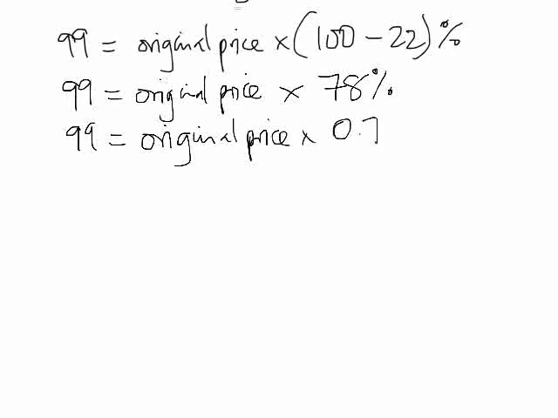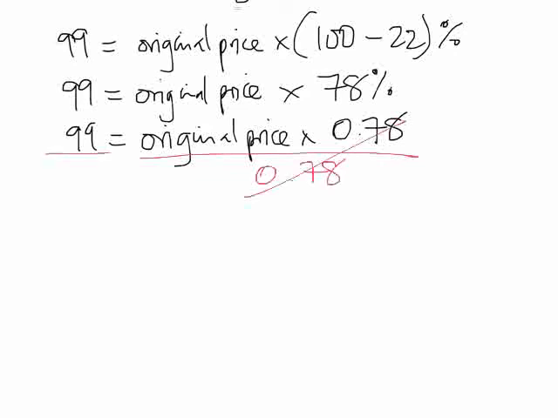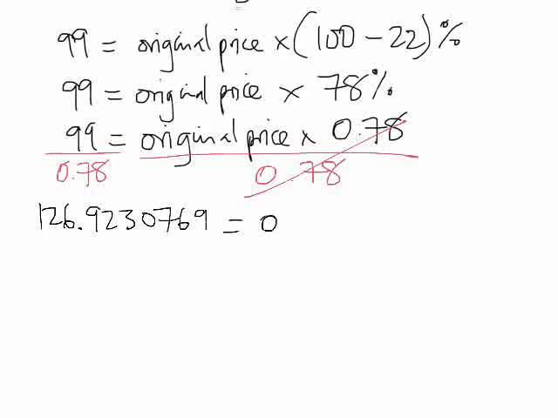times by 0.78. So now you need to use algebra to get rid of this. What is the opposite of timesing by 0.78? Dividing by 0.78. They cancel. You need to balance it by doing the same on the other side. So 99 divided by 0.78 is 126.9230769. That's what we're saying is the unrounded original price.